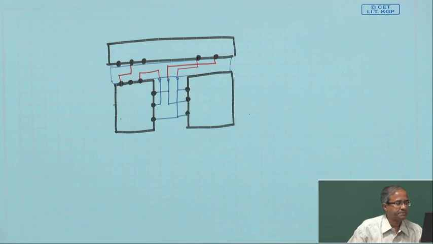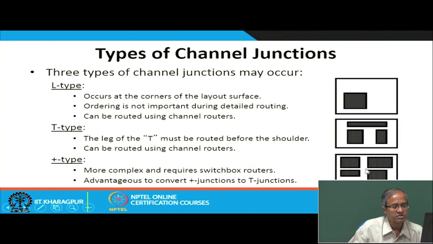But for a plus type, like here when there are 4 blocks like this, you see the central point here, there are pins coming from all 4 sides. This is a switch box routing problem and you just use switch box routers.